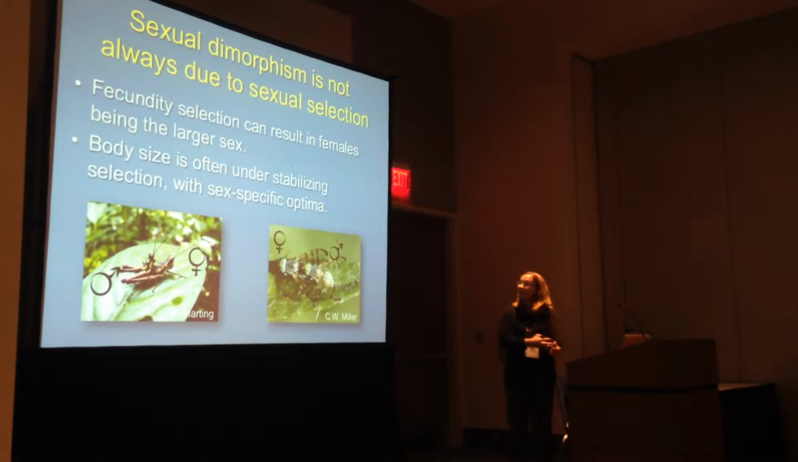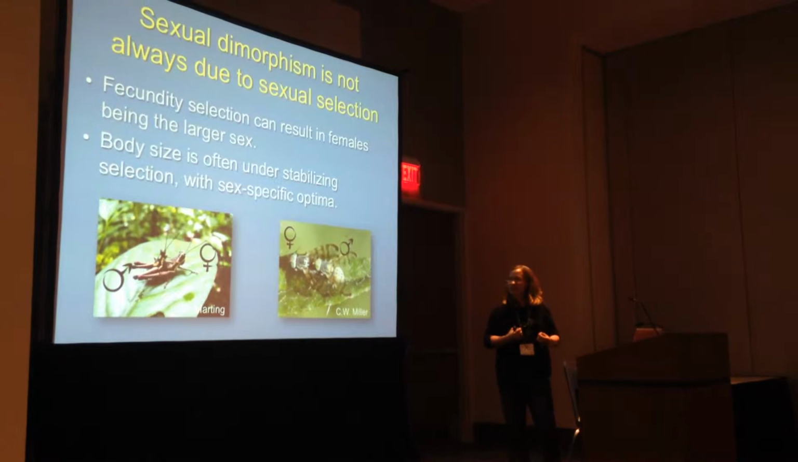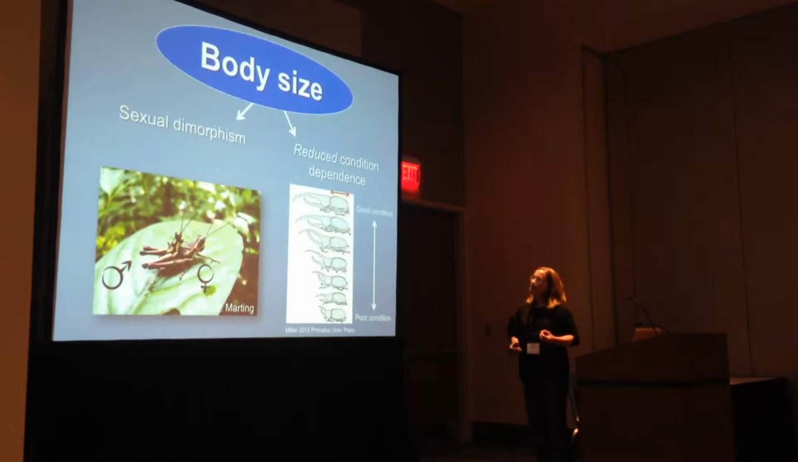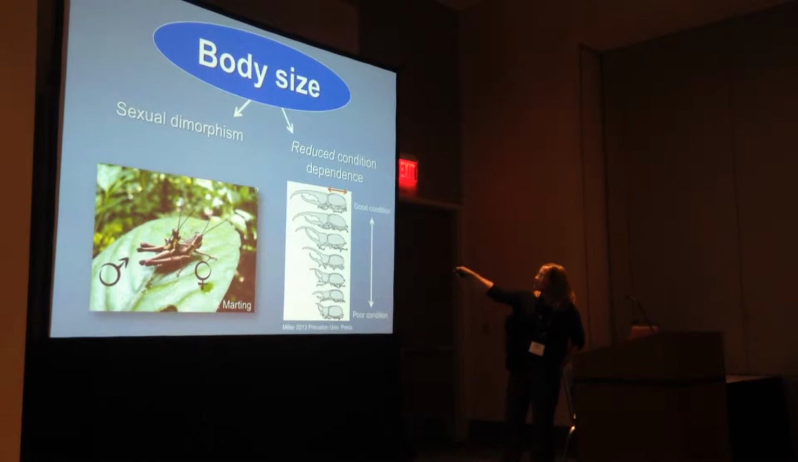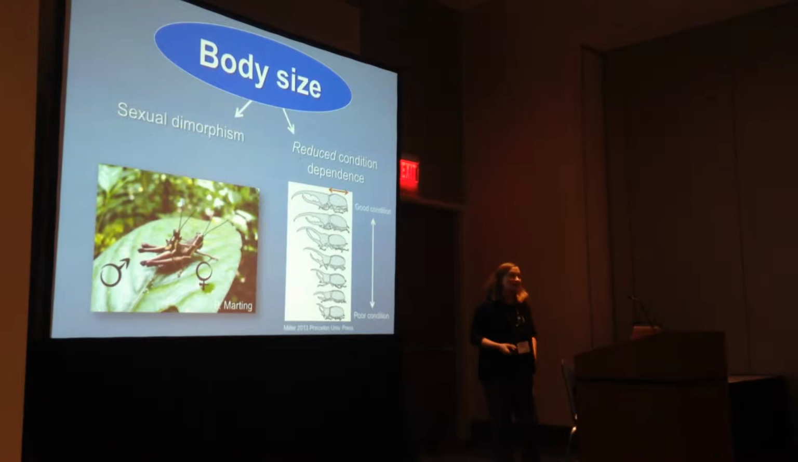So females and males may be different in size, but body size is more under stabilizing selection, and as a result, we shouldn't expect it to have the level of condition dependence that we see for sexually selected traits. So here we have body size that is sexually dimorphic in this species of grasshoppers, and over here you can see that from good condition males to poor condition males, there's a great difference in horn size, while there are relatively minor changes in body size across these males.